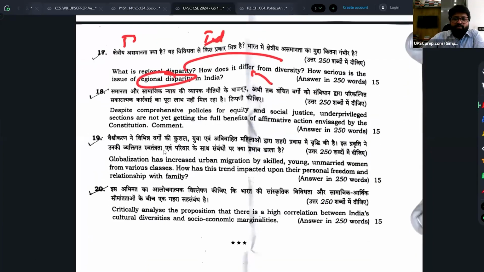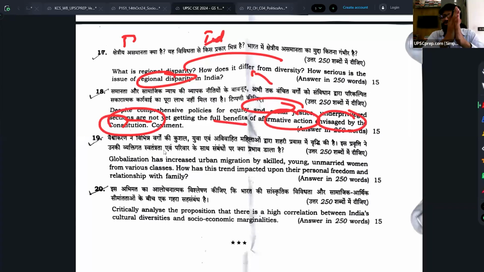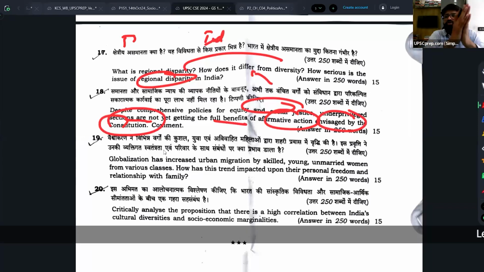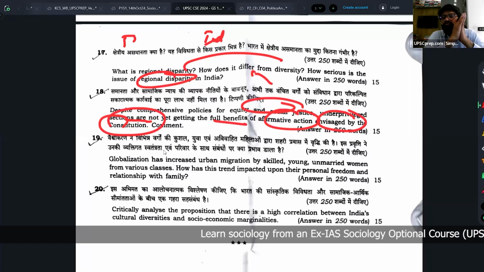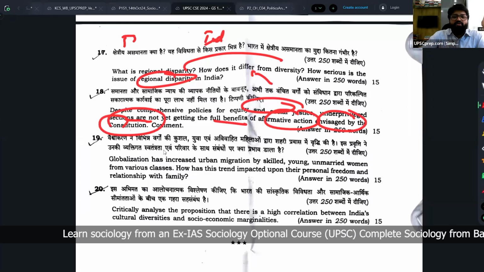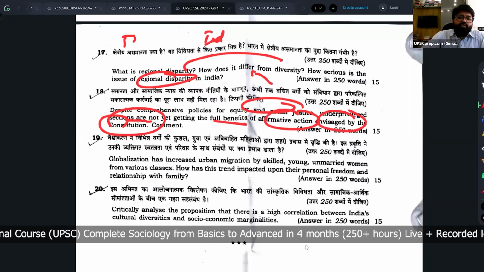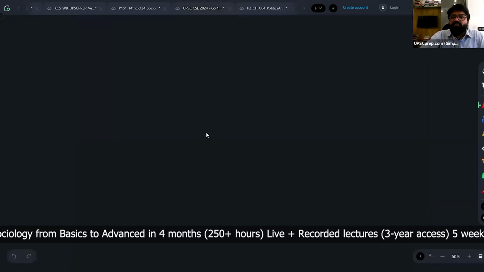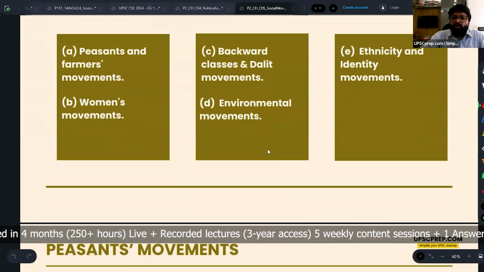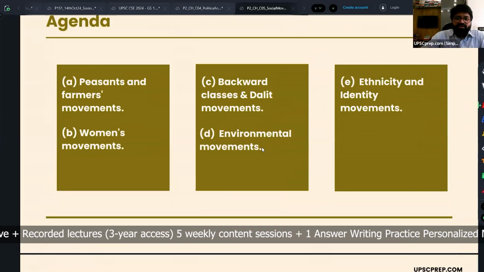Then: despite comprehensive policy, equality and social justice, underprivileged sections are not getting full benefits of affirmative action envisaged by the Constitution. Imagine affirmative action. When we talk about affirmative action, it is to do with women, and with the underprivileged, like scheduled tribes, scheduled castes, other backward classes, and within them poor people, EWS. All of these things we extensively discuss. This year there was also a question with respect to the Dalit movement, empowerment of Dalits.